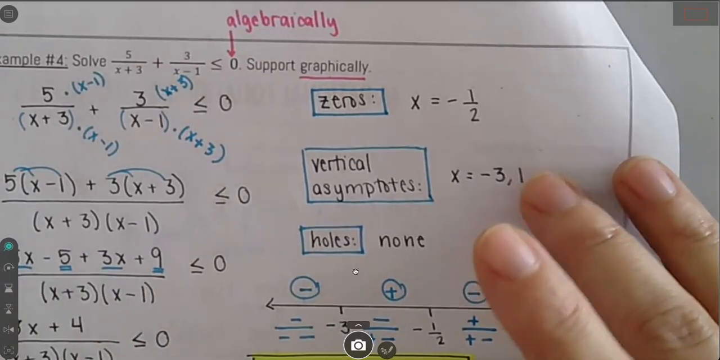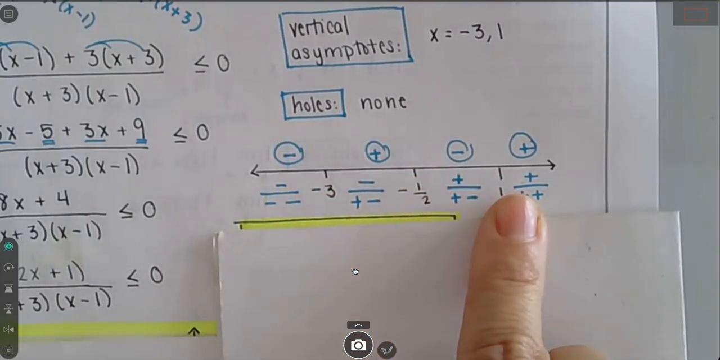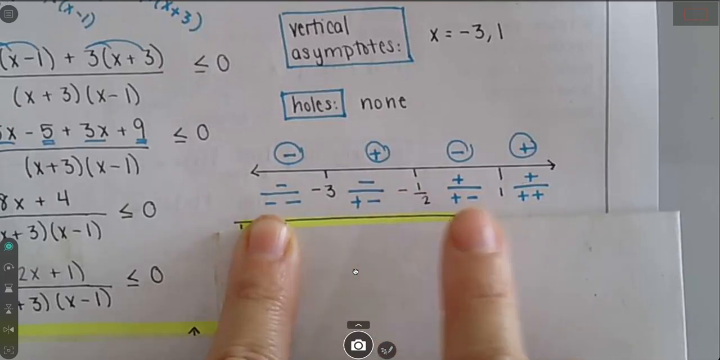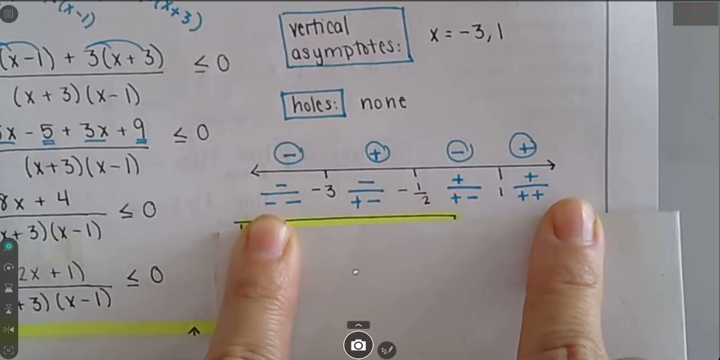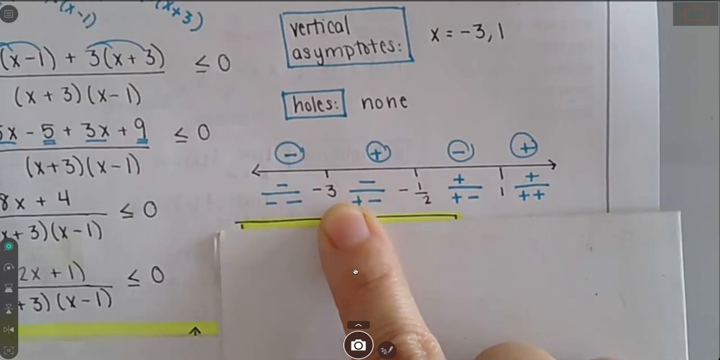Okay. So now, because these are the only places where this could either change from negative to positive or change from positive to negative, we just need to know, is the function positive or negative in between each of these values? So pick some number less than negative 3. Doesn't matter what. I think I picked negative 4, sure. And you don't actually have to plug it in.